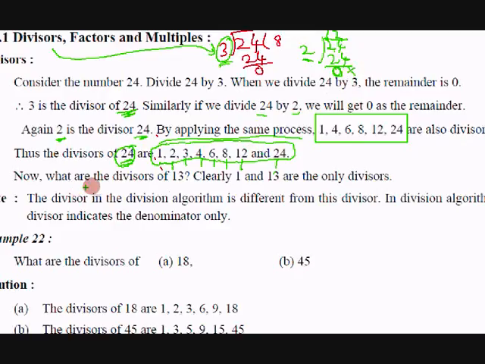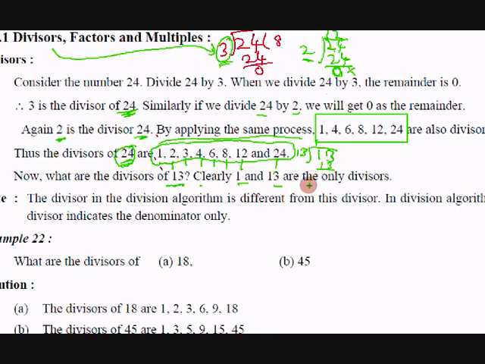Hence, these are all called divisors. What are divisors? If they divide the other number leaving 0, then it's called a divisor. What are the divisors of 13? There are only 2 divisors, 1 and 13. 13 cannot divide anything else, right? Only 13 divides 13 one time, right?